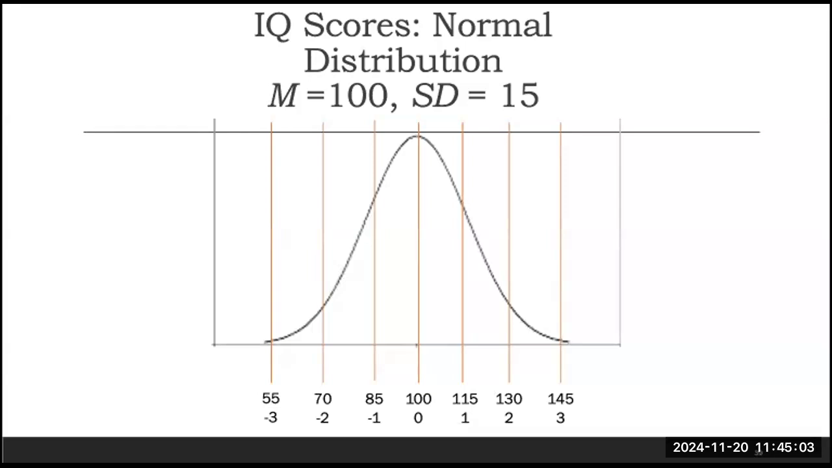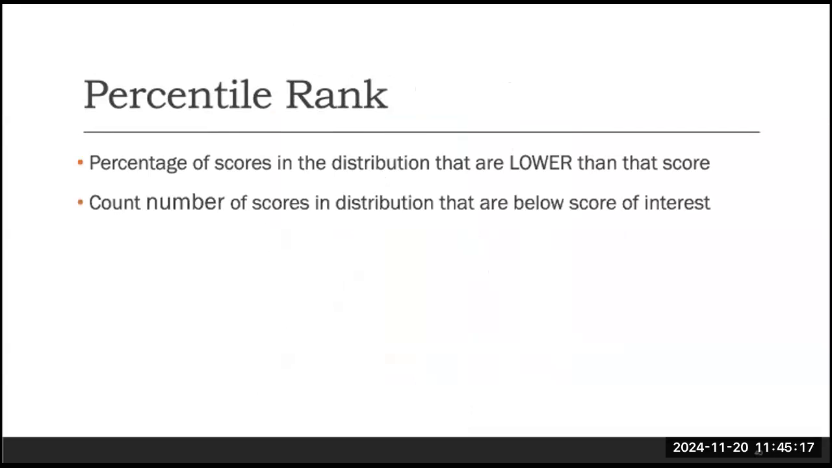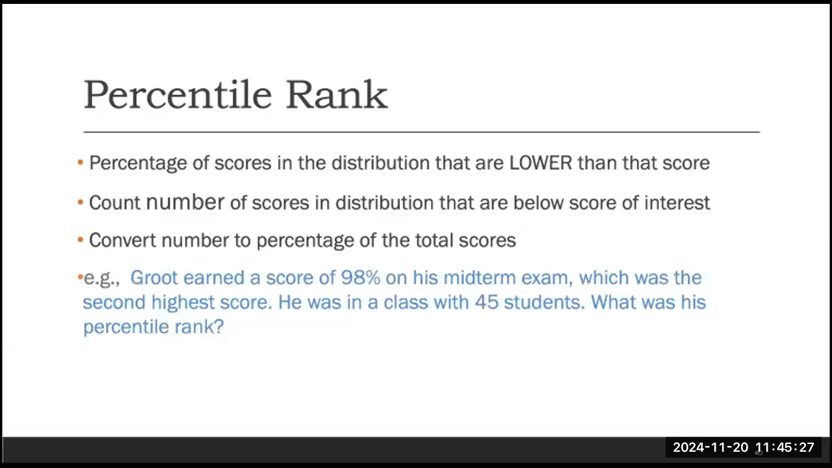All right, so let's go on to percentile rank. Again, these are descriptive statistics. So with percentile rank, we're just looking at the percentage of scores that are lower than a score of interest that you have. So what you would do is you count the number of scores in the distribution below the score of interest, and then convert that into a percentage. And that's what we mean by percentile rank.